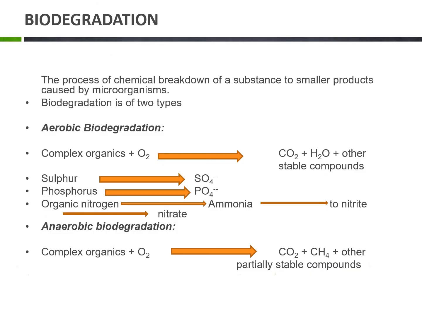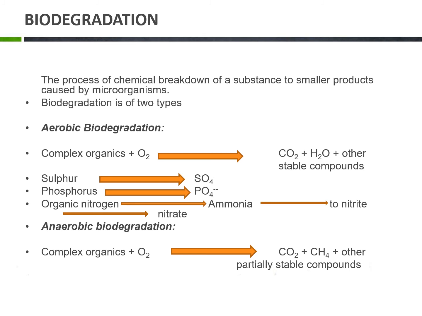Now this is the biodegradation. What kind of biodegradation is possible? If we talk only about aerobic biodegradation, simplifying things, we have complex organics in the presence of oxygen being converted into stable compounds like CO2 and H2O, along with energy. Sulfur will be converted to sulfate, phosphorus to phosphate, organic nitrogen to ammonia, and then nitrite and nitrate. This is the oxidation process.